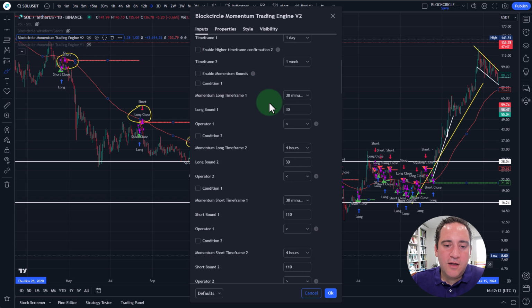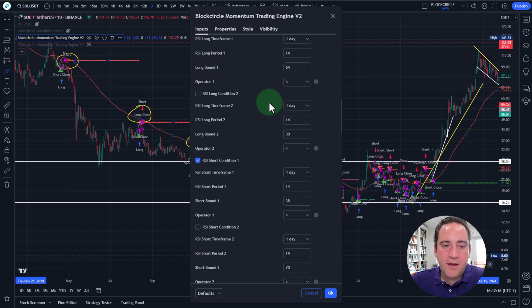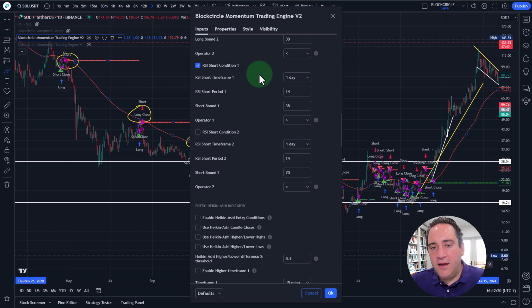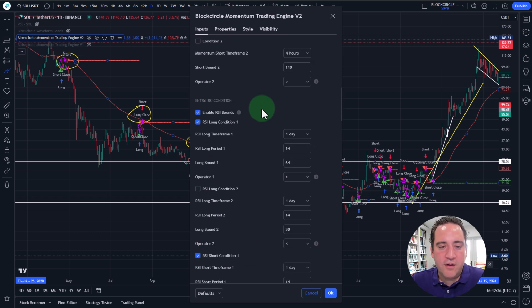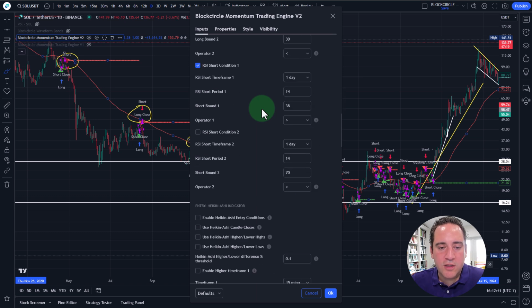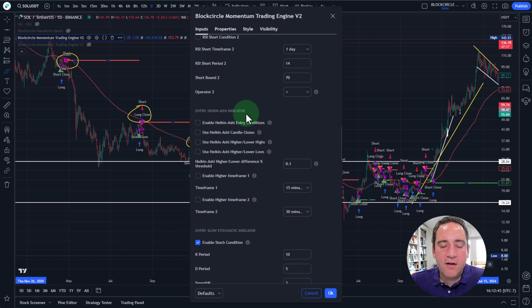Another condition is for shorts. That's for longs, but another condition is for shorts. So if the 14 1 day RSI is greater than the 38, then go short, right? So that condition has been met if you want to be able to go short for that particular time. And then there's also a secondary operator. So you can have a secondary long condition or a secondary short condition. Another condition is the Heikin-Ashi condition.